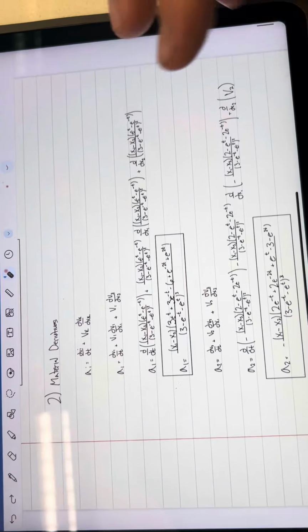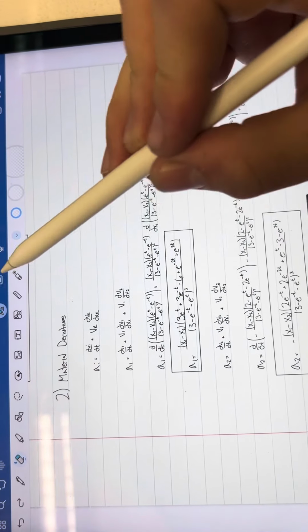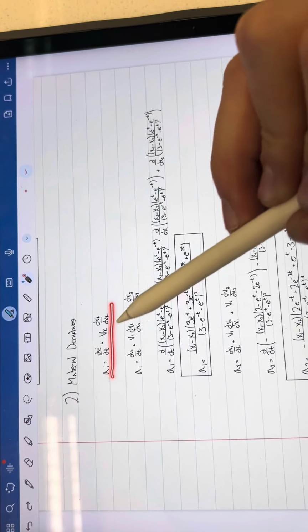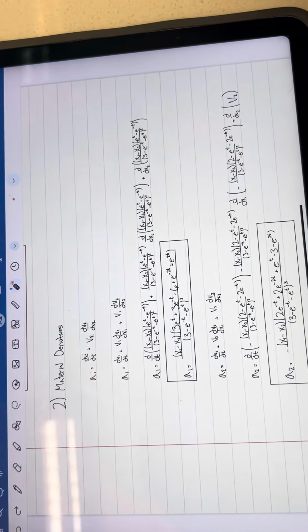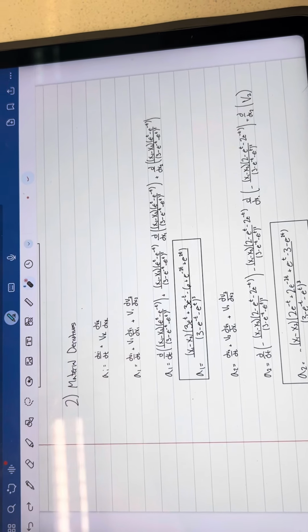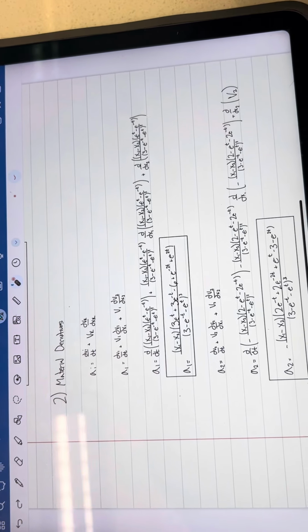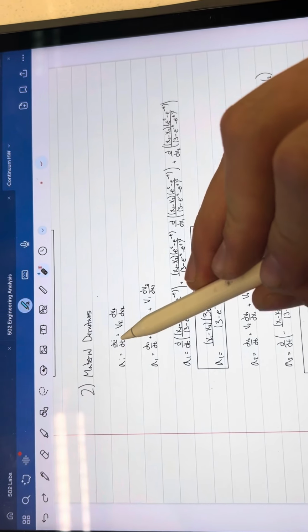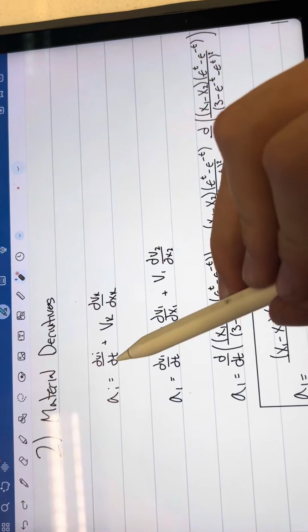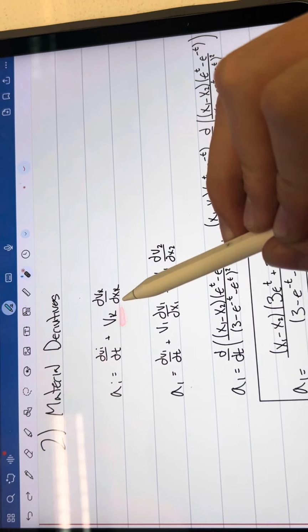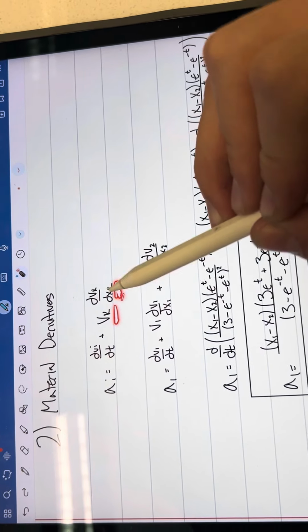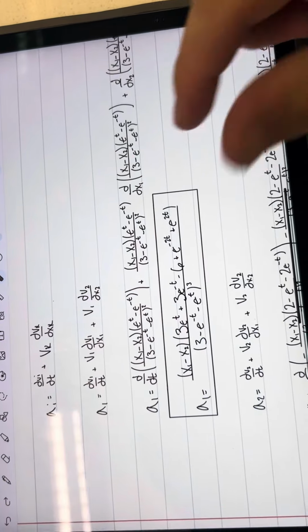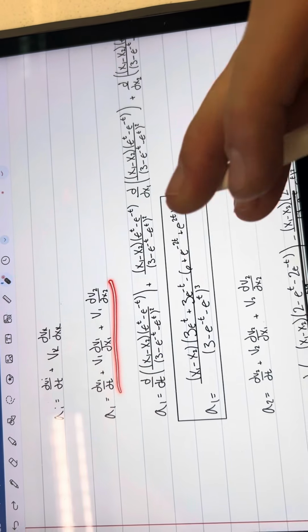For the material derivatives, we need to use this equation that takes into account our fixed and non-fixed reference point. Right here, we're going to take it in terms of dt, and you have to multiply this and take it in terms of dx. And so how I wrote it out here is like that.